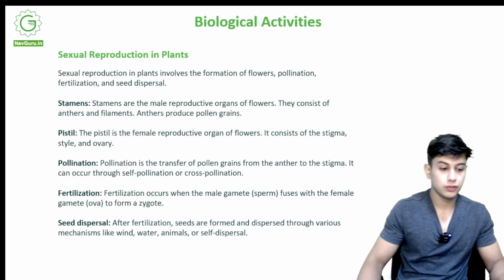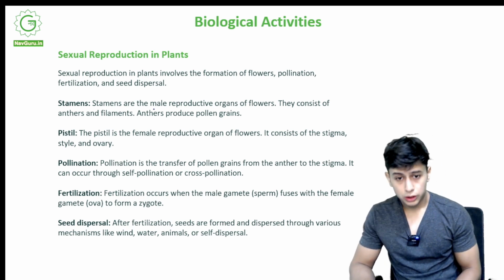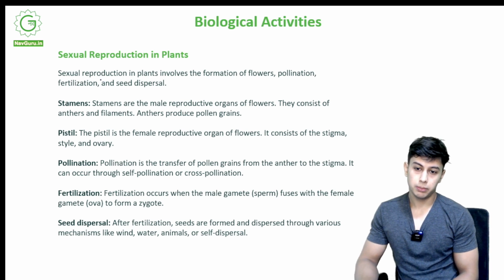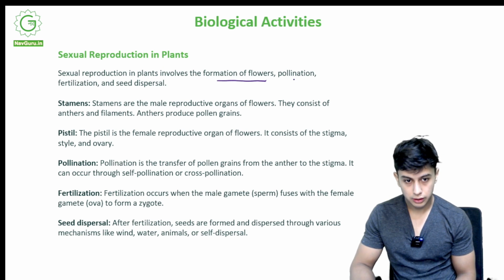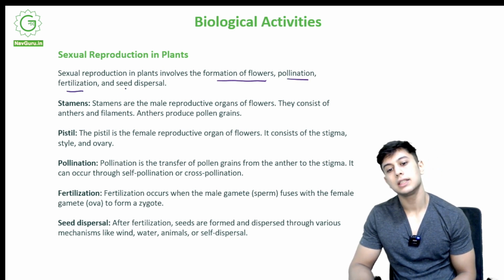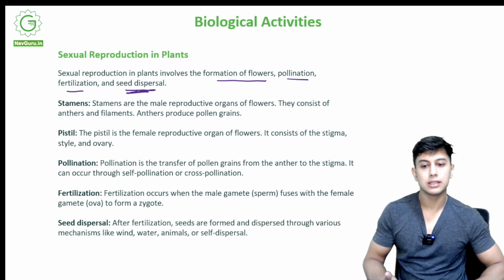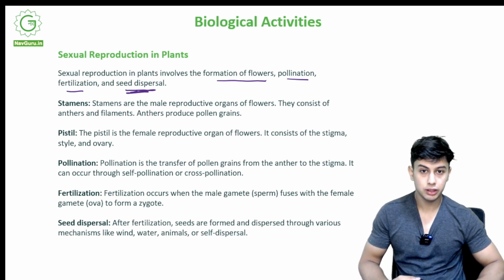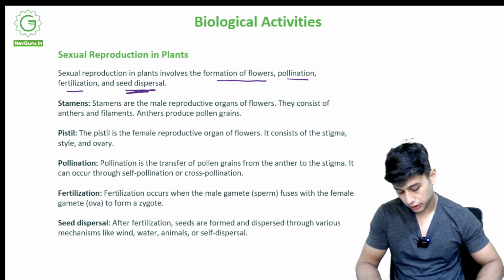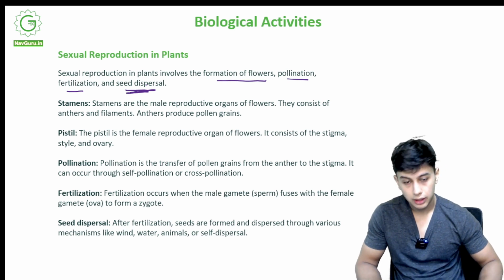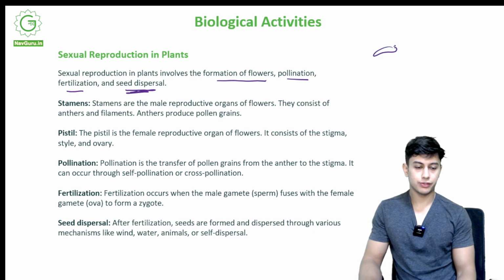Let's come to the very important sexual reproduction in plants. During sexual reproduction in plants, there is formation of flowers, pollination, fertilization, and seed dispersal. The plants will develop a flower, we have seen. Pollination will occur, fertilization will occur, and seed dispersal. Now, how does all this happen? Let me tell you. The first part that happens is a flower is formed, right?